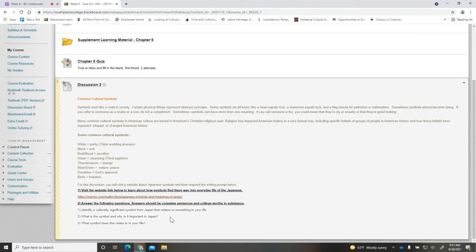The 3 questions first ask you to identify a culturally significant symbol from Japan that relates to something in your life. So this is a personal question. When you're looking over all those symbols in Japan, one of them may actually connect to something in your life. I want to know about this symbol. I want to know what it connects to in your life. And then I want to know what the symbol is and why it's important in Japan. And then I want to know why it is important to you. So you get to pick one of the symbols on the website, and you get to tell me about the symbol. I want to know what it is and why Japan thinks it's important. And then I want to know why you relate to this symbol.